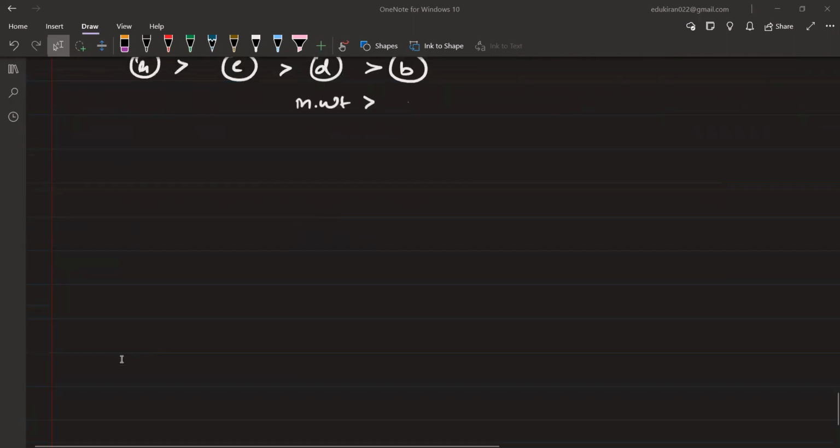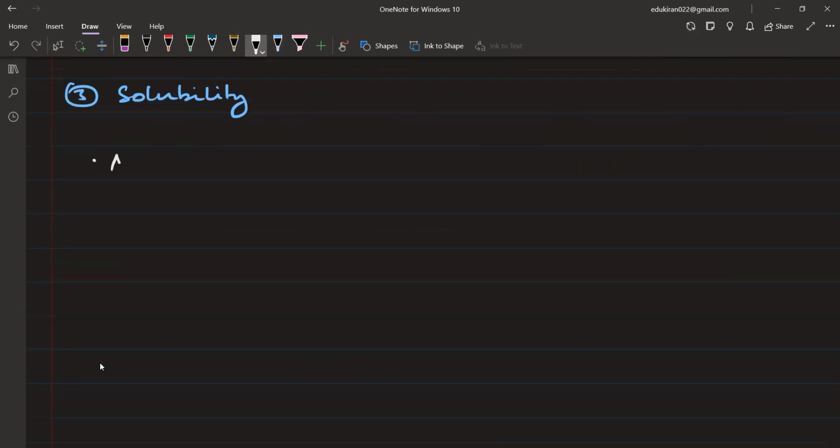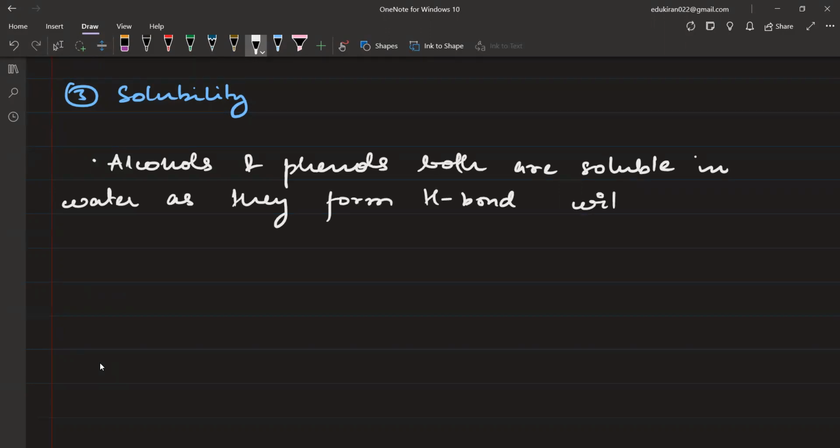Right, next, solubility. Now in solubility you will write: alcohols and phenols both are soluble in water as they form hydrogen bonds with water molecules.